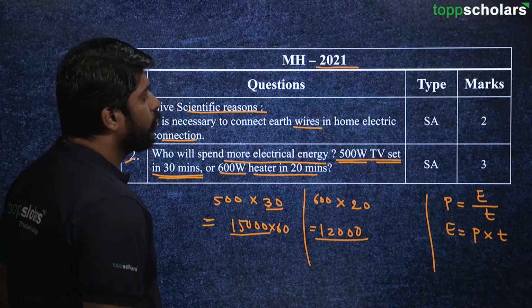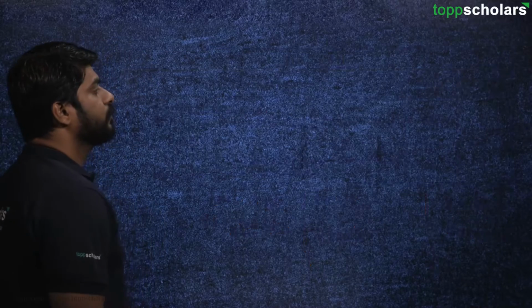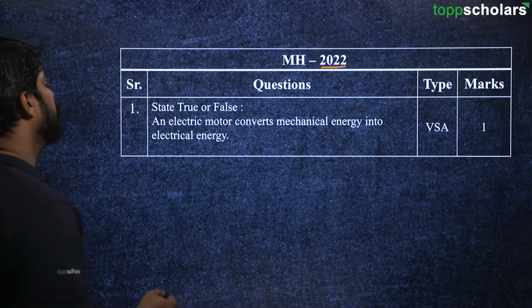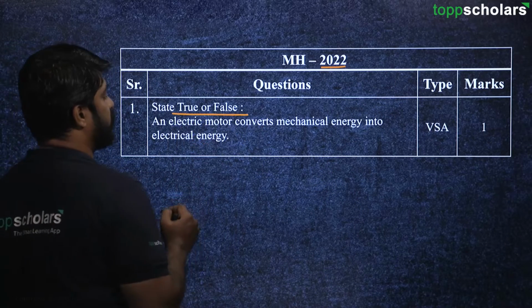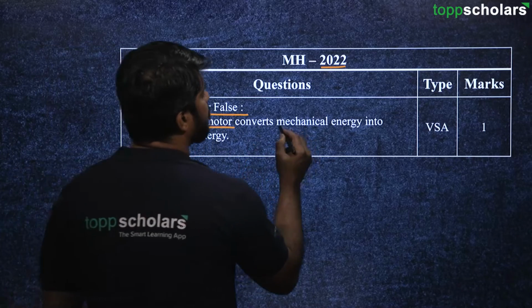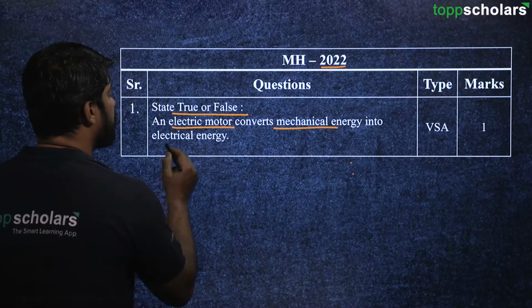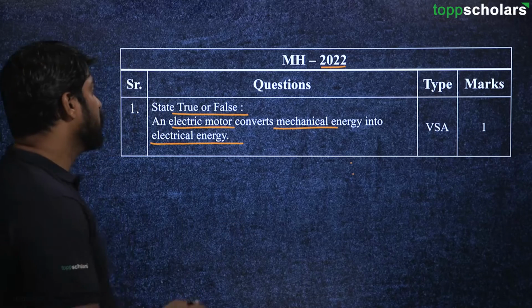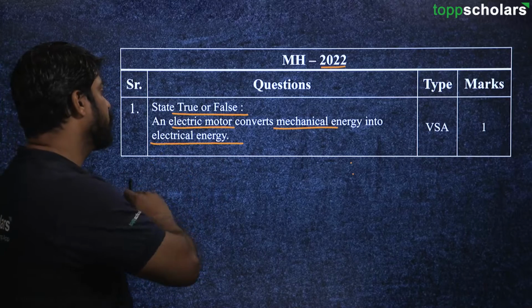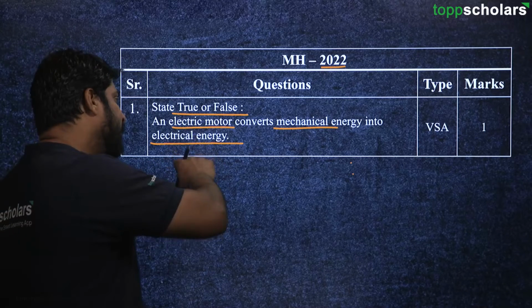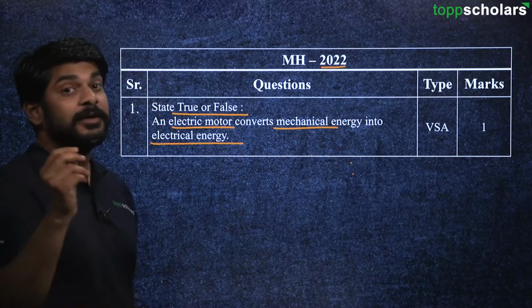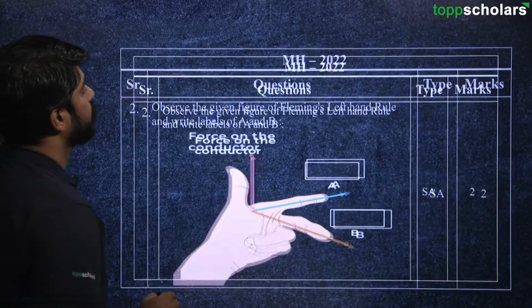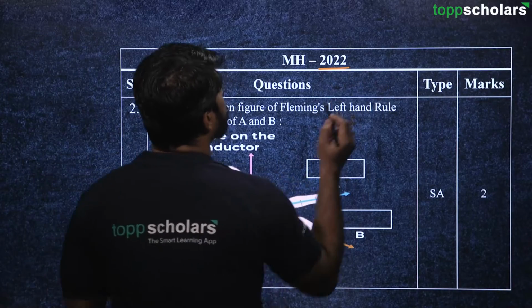Now moving on to the next question, from the year 2022. Here, state true or false: an electric motor converts mechanical energy into electrical energy. So basically this is not true, right? Because an electric motor is completely opposite. It converts electrical energy into mechanical energy. So this is false.